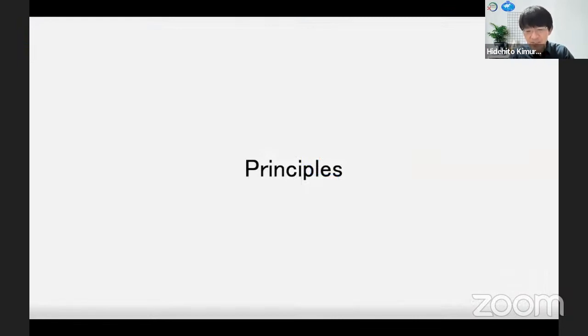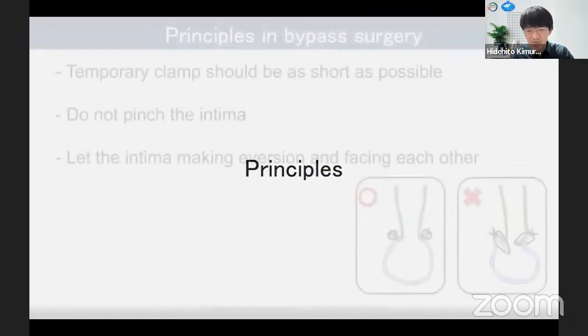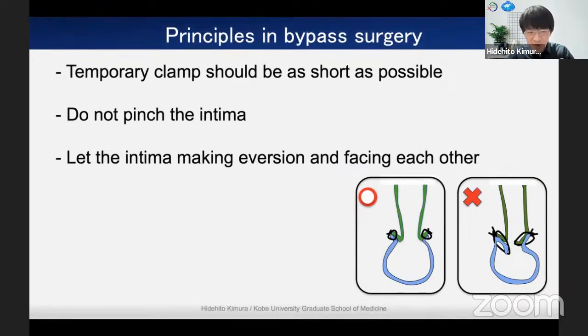So what is important is to know the principles of the bypass surgery. Here I show the three principles. Of course, the temporary clamp time of the M4 portion should be as short as possible. Usually it takes about 20 minutes, but if there is some bleeding or accidental declamping intraoperatively, it may take about 30 minutes or something like that. Sometimes that is okay, but less than 20 minutes is more preferable. And don't pinch the intima directly. Don't pinch the intima directly.